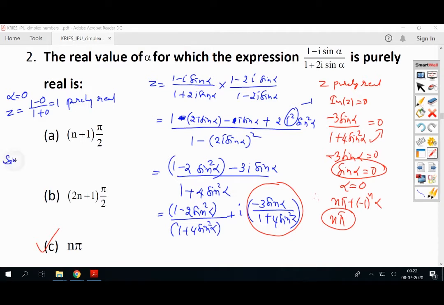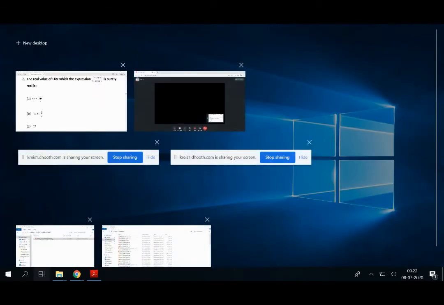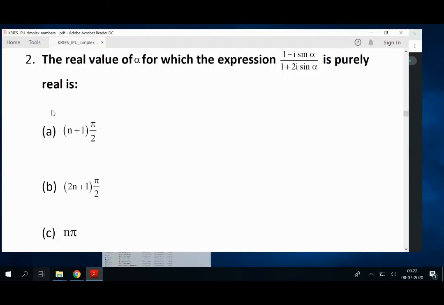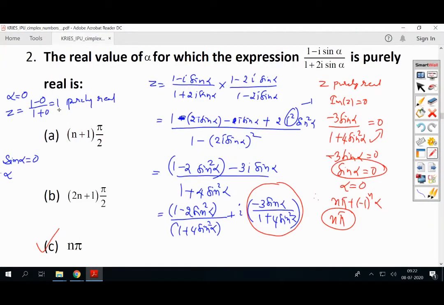So our x is nothing but n pi plus (minus 1) to the power n into alpha. Alpha is 0 from this. You can straight away write x is equal to n pi. Option C is the correct answer for this. We can create such shortcuts. Even when there are lengthy problems like this, you can make shortcuts.